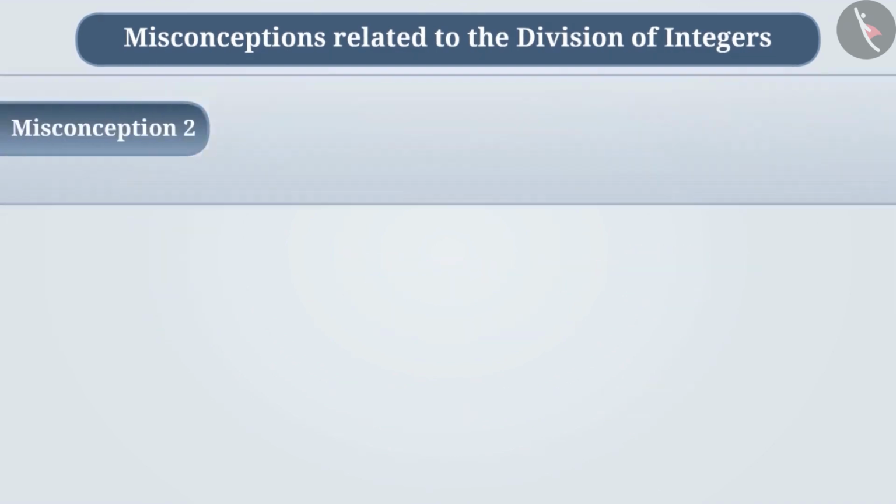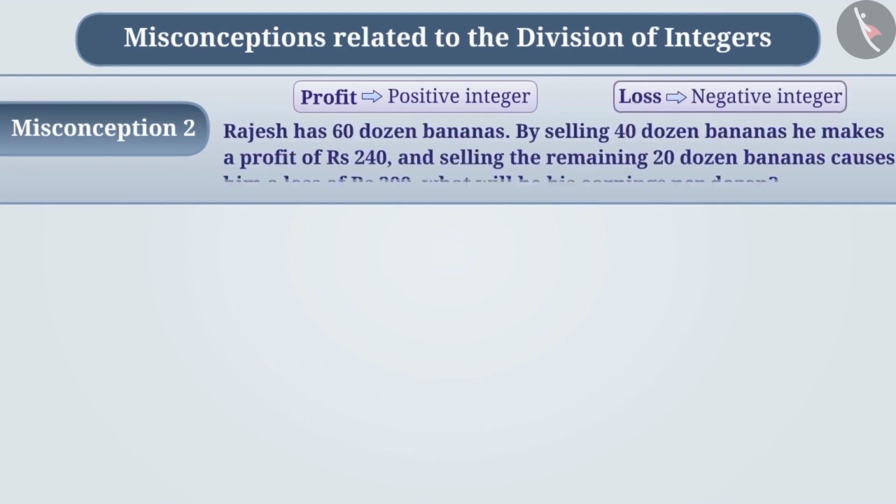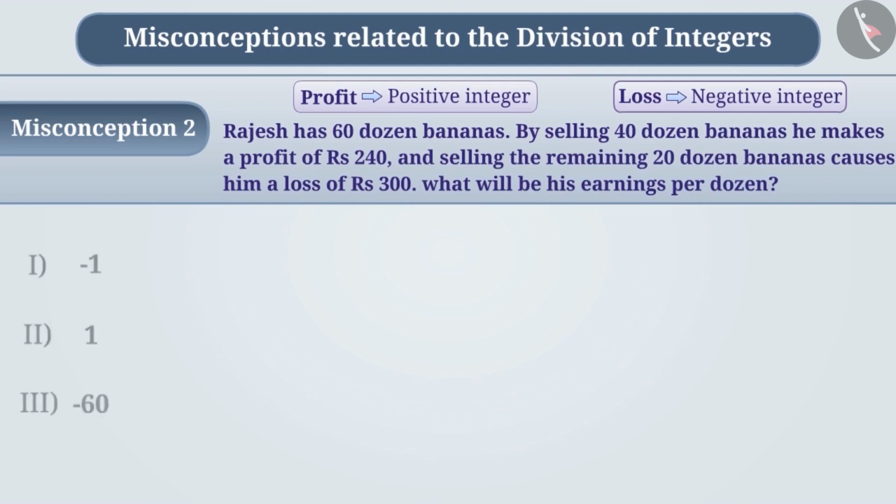Misconception 2. Suppose we represent profit as positive integer and loss as negative integer. Based on this, find out the answer to the following. Rajesh has 60 dozen bananas. By selling 40 dozen bananas, he makes a profit of Rs 240. And by selling the remaining 20 dozen bananas, he suffers a loss of Rs 300. What will be his earnings per dozen?